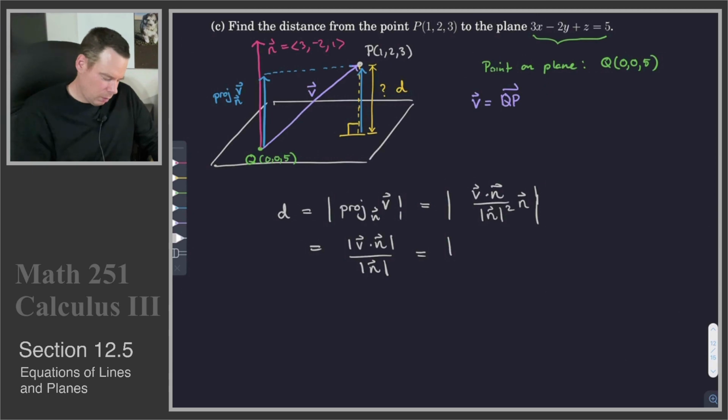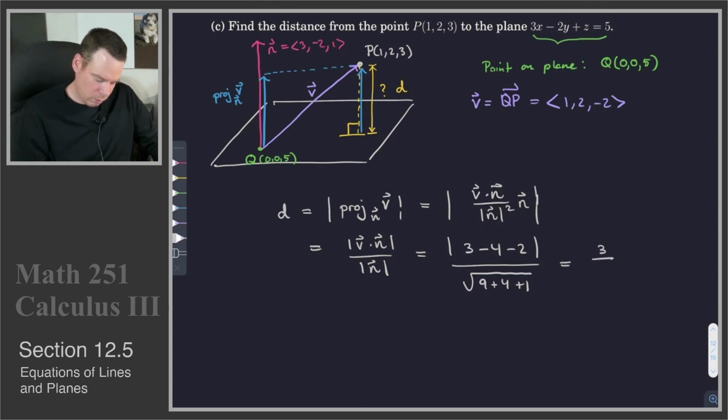What is v dot n? Well, let's go ahead and write v down in terms of its components. It's tip minus tail, so the point P minus the point Q, so it's (1, 2, -2). And so the dot product between v and n is going to be 1 times 3, which is 3, minus 4, minus 2. And all of that's over the length of n. And the length of n is the square root of 9 plus 4 plus 1. Or in other words, it's 3 over root 14. And so there is the distance from our point P to our plane.